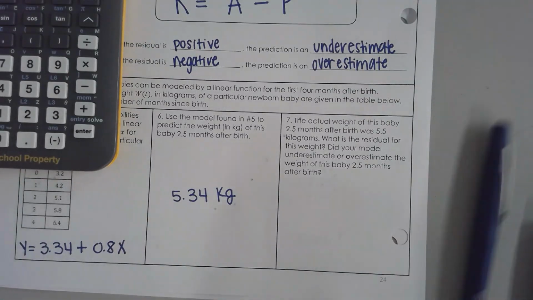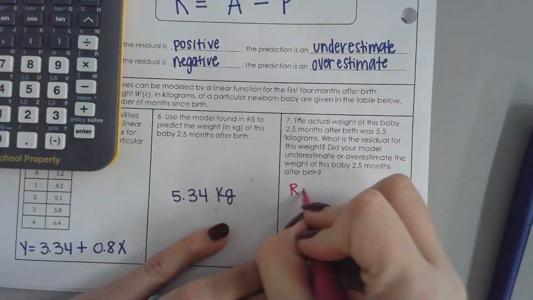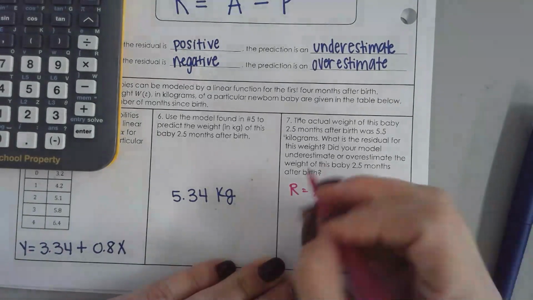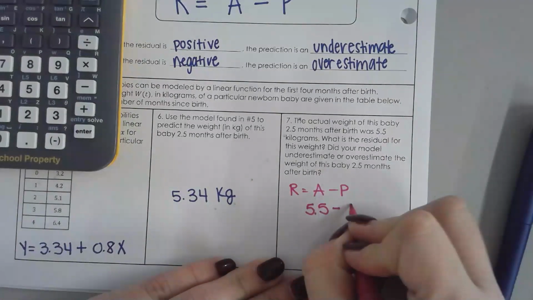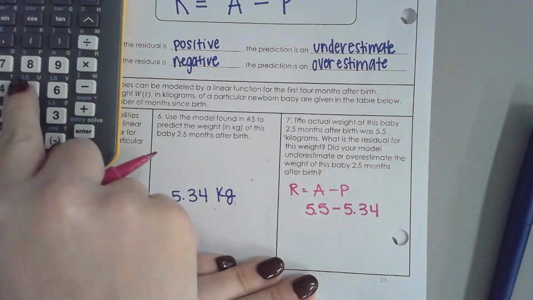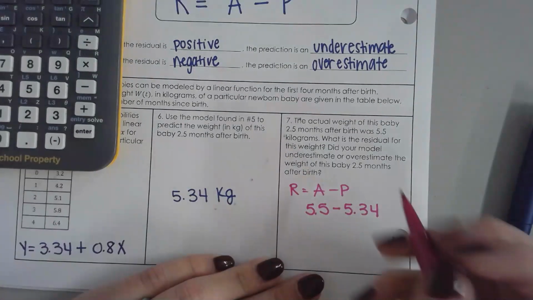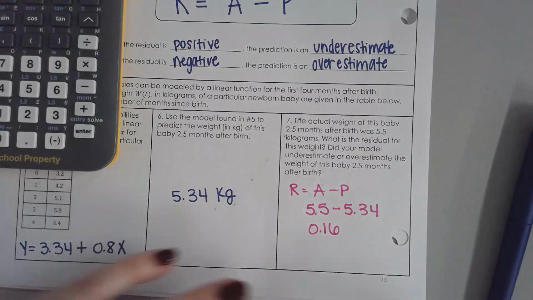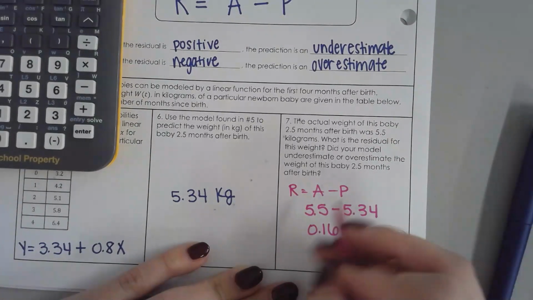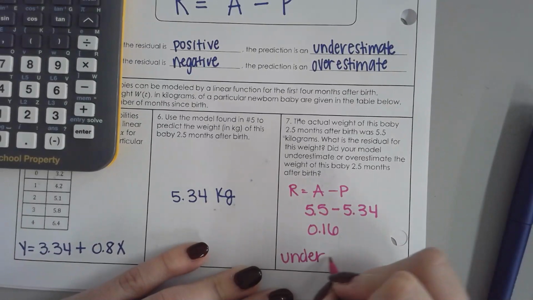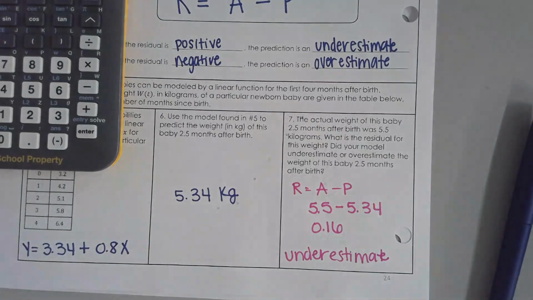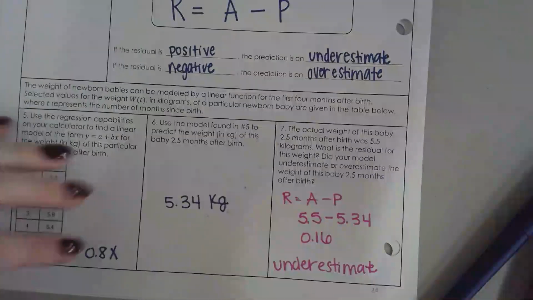But if we do our residual, A minus P, actual minus predicted, so 5.5 minus 5.34 is 0.16. And so it's a positive number. Underestimate. We want that as close to 0 as possible. The closer to 0 it is, the better our data was.